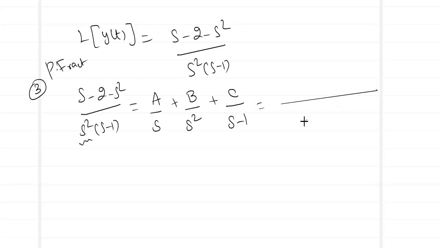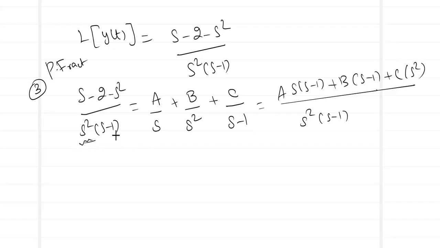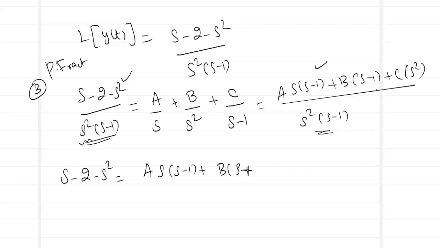Let us take the LCM. So it is s square into s minus 1. A has denominator as s, so what is left out is s and s minus 1. B has denominator s square, so the left out factor is s minus 1. C has s minus 1, so the left out factor is s square. Comparing the denominators on the first and the last term, they are the same. Hence the numerators have to be the same. So I have s minus 2 minus s square equal to A s into s minus 1, plus B into s minus 1, plus C into s square.